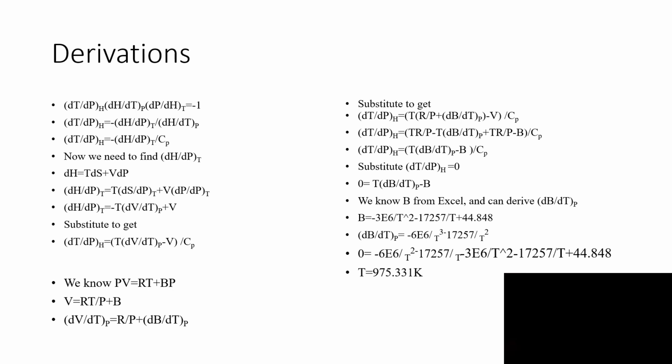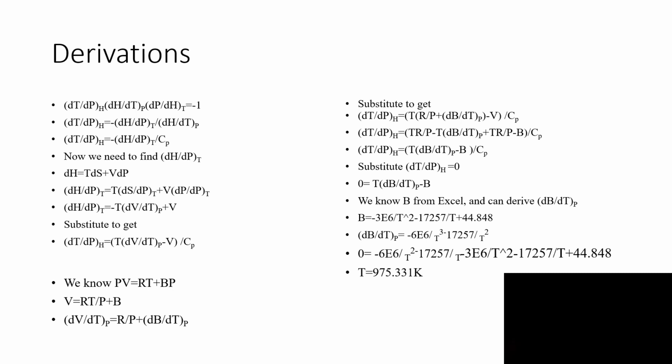The first row on the left is just the product rule, and then if you move the right two terms over to the right hand side, you end up with partial T divided by partial P at constant H equal to negative partial H partial P divided by partial H partial T at constant P, which is the heat capacity. So we're just going to need to find the partial H partial P at constant T.